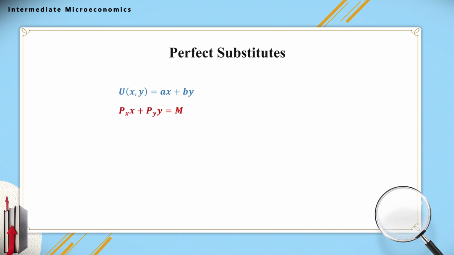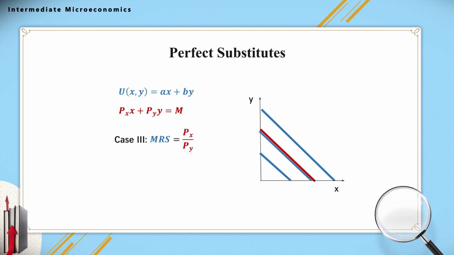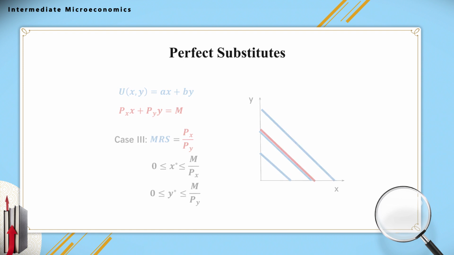In the third case, the slope of the indifference curve is the same as the slope of the budget line. MRS equals Px over Py. And this time, the highest indifference curve that the consumer can reach happens to coincide with the budget line. The optimal choice is not unique. All consumption bundles that are on the budget line are optimal.